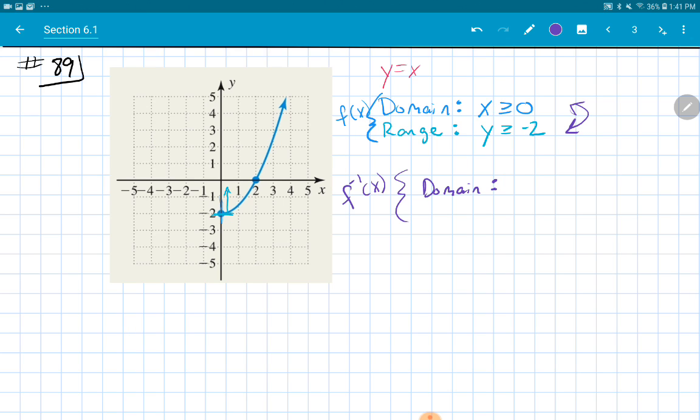So our domain is now going to be x greater than or equal to -2. I got that from the range. And the range of the inverse is the domain of the original function with the x and y switched. So that becomes y is greater than or equal to 0. So I use that domain and range information to find the domain and range for the inverse.